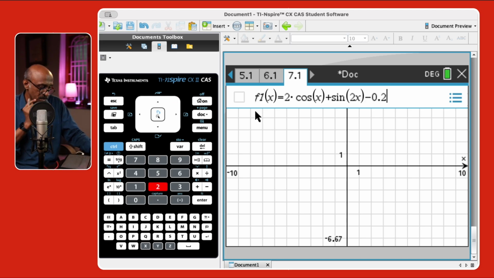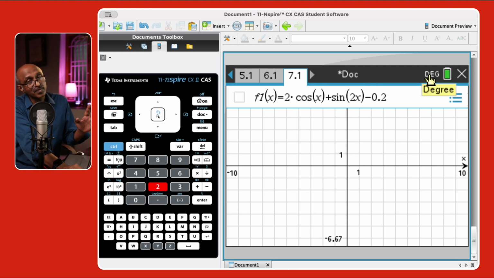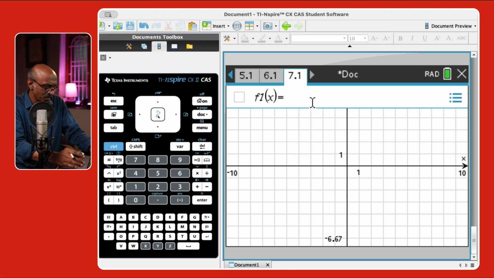Careful on this part, because sometimes we just enter and then forget. Why did I get a different graph? Your units when you're graphing, 95% of the time, it has to be in radians. It must be in radians. So I'm just going to flip it to radians. Oops, everything went off when I flipped it to radians. I thought it wouldn't go. Never mind, I will do it again.